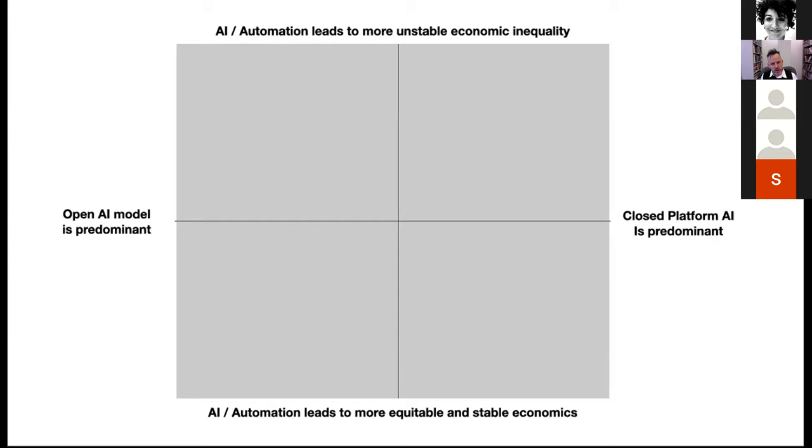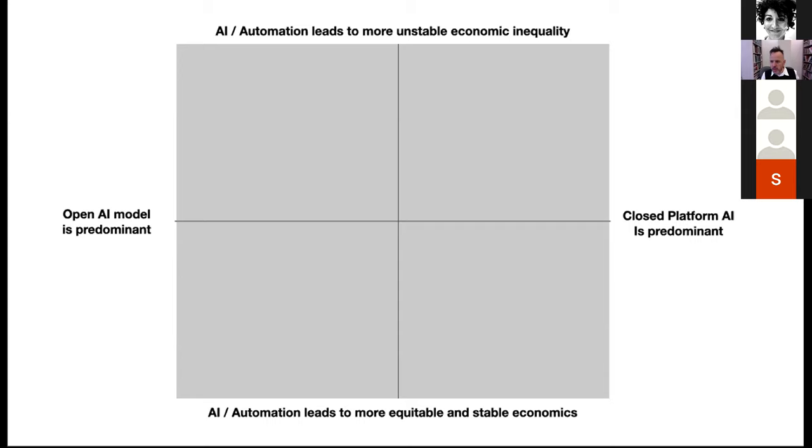AI models, training sets, technologies are widely available for general use to lots of different people in lots of different ways. The other one is that you have a kind of closed platform, where large platforms predominate and a small number of well-capitalized entities have control of the situation. So you then have four possible worlds.